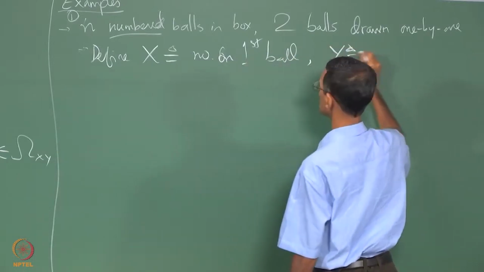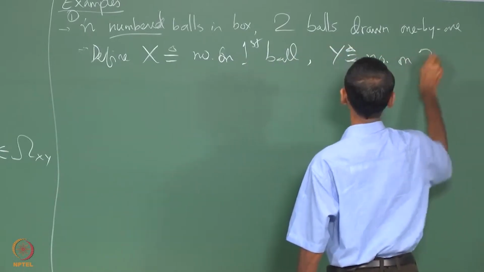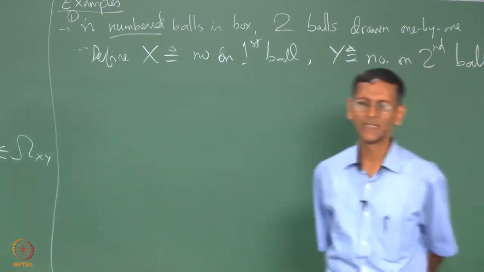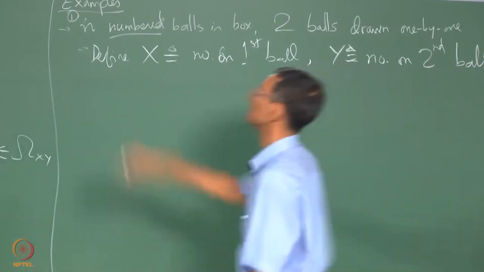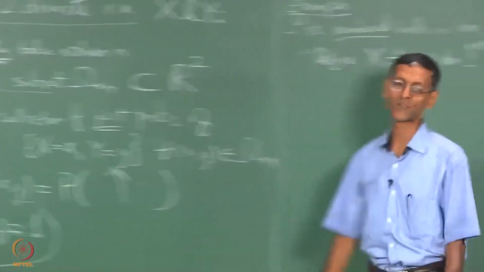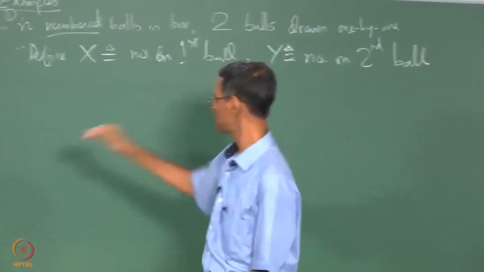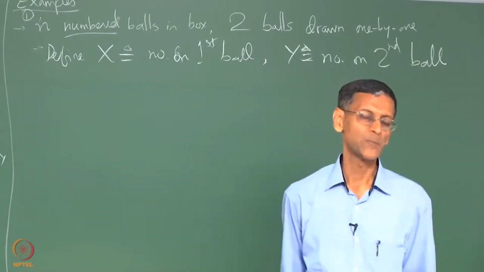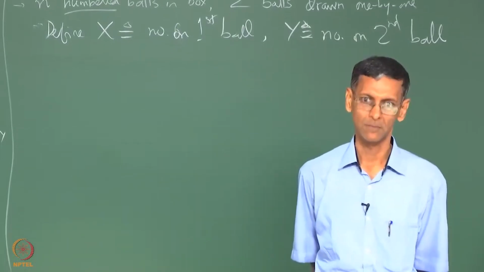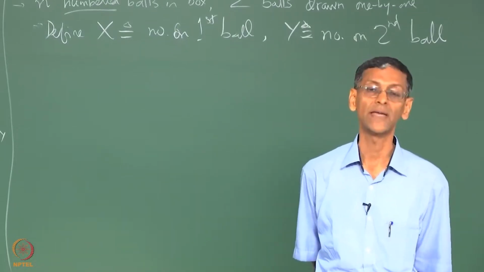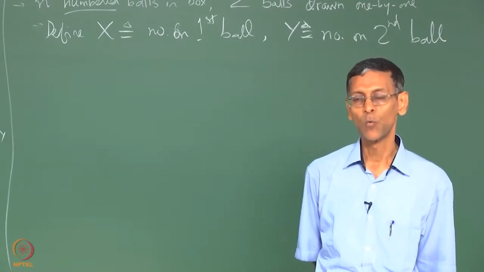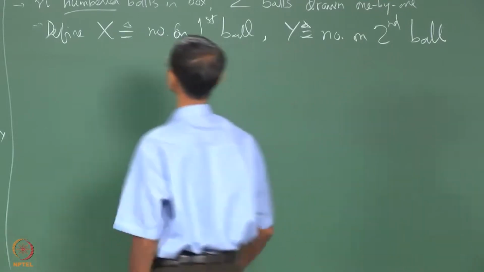Y by definition is the number on the second ball. This is enough to apply all this notation to this problem. This information is sufficient to be able to do it. The experiment is not complete until you have drawn the second ball. So obviously at every drawing you have a value of capital X and a value of capital Y. So what is this omega xy now?